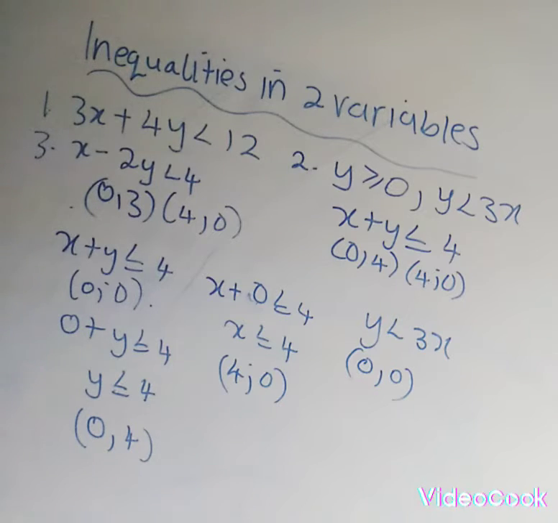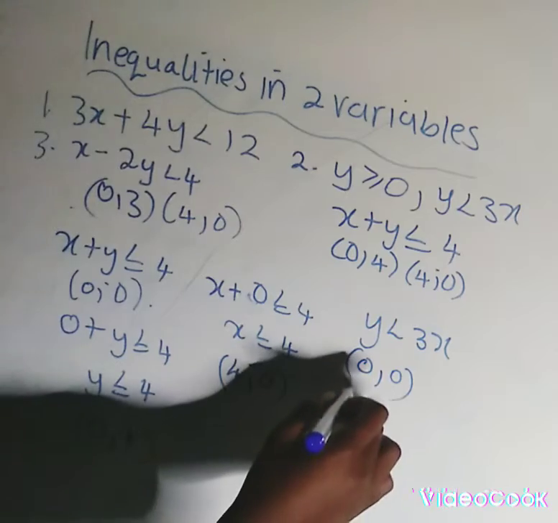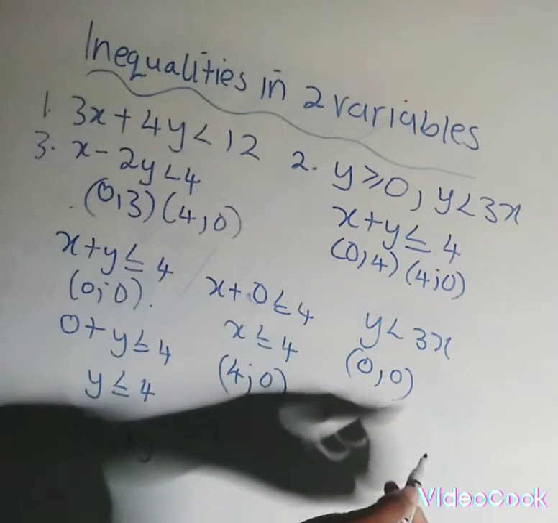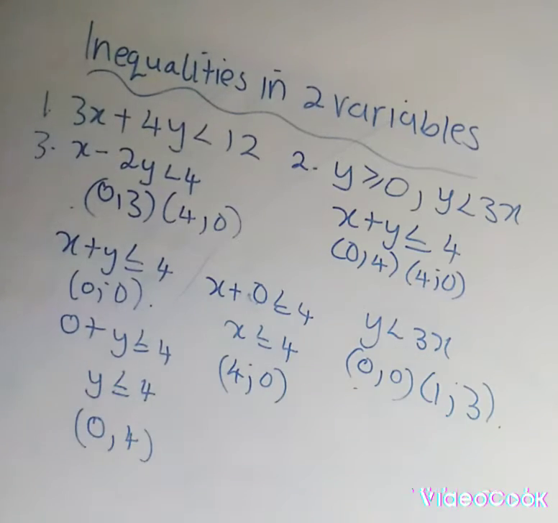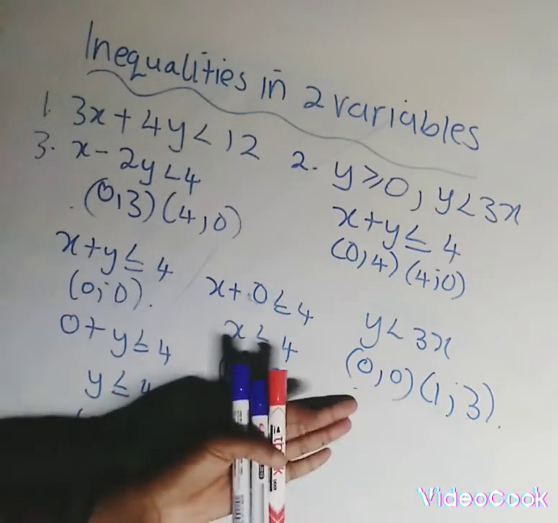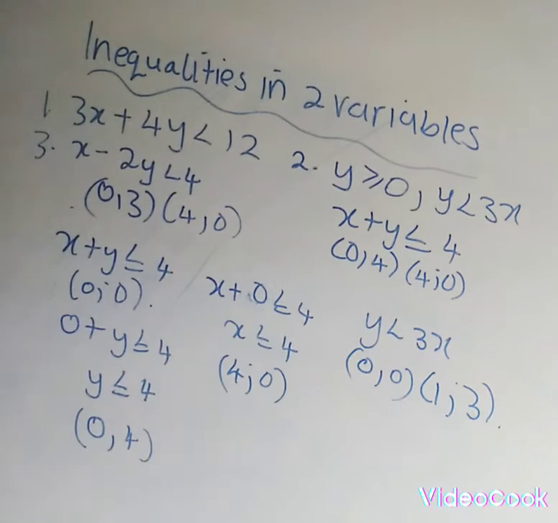What about when x is 2? Okay, let's just say when x is 1. So when x is 1, y will be 3, right? When the value of x is 1, y will be 3. I just added another coordinate there, since (0, 0) is just giving us 1 coordinate, which is 0, 0.